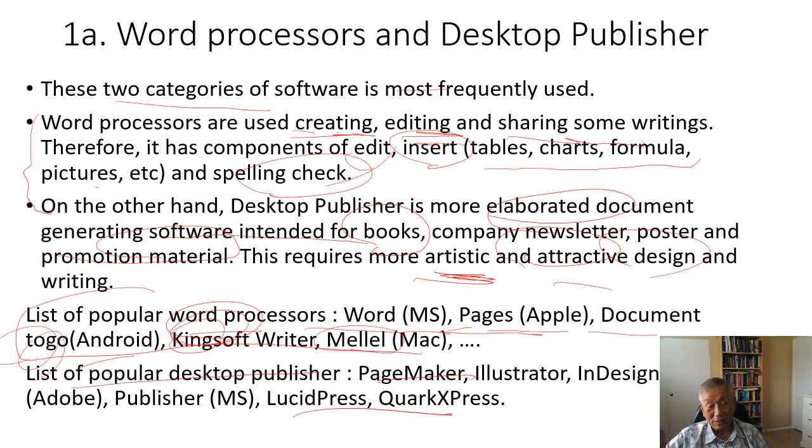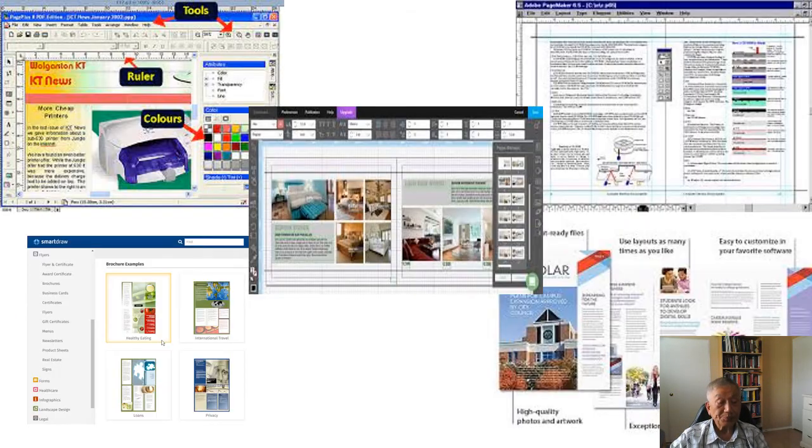We already had those before, but these are some of the names. So if you look at these Wikipedia pages, then you will see more detail of this software. And this is an example, I just picked randomly, an idea of what desktop publishing is.